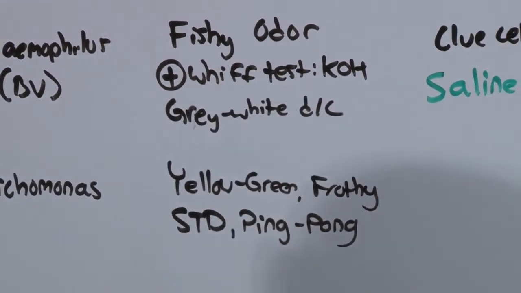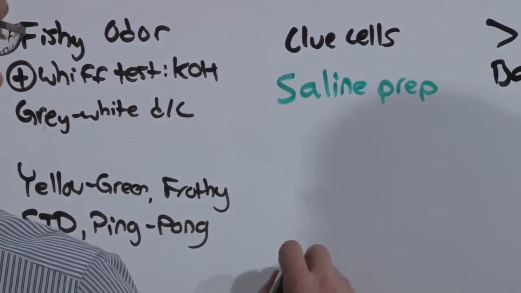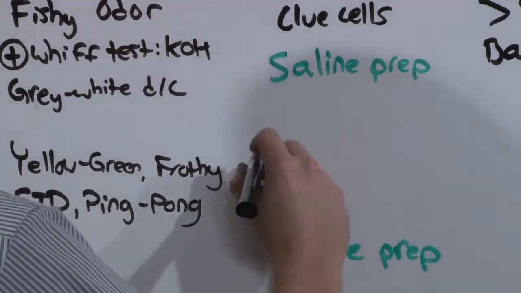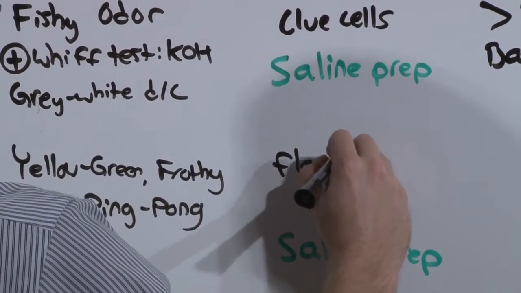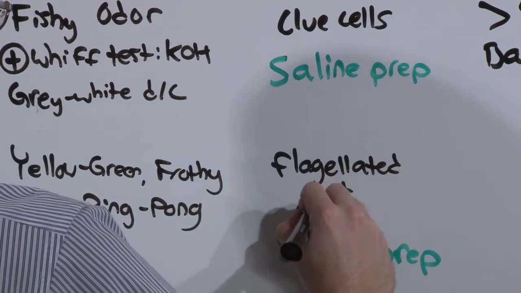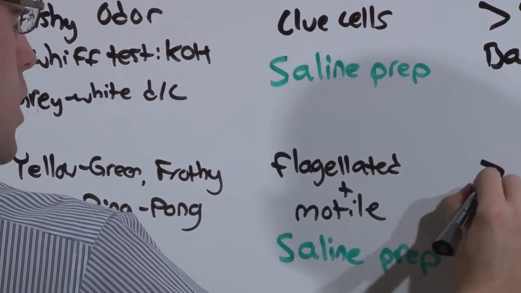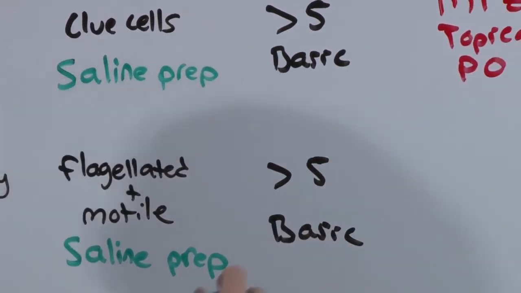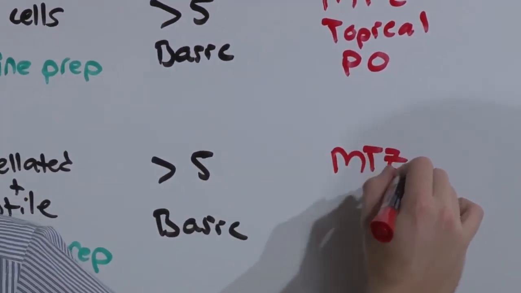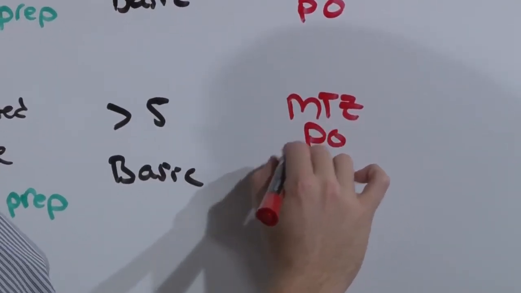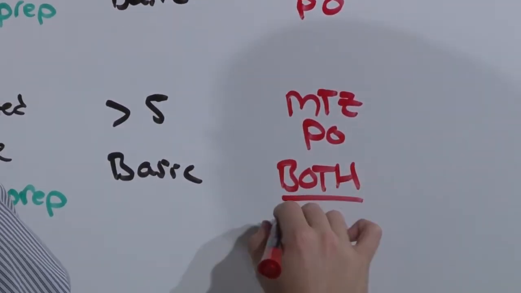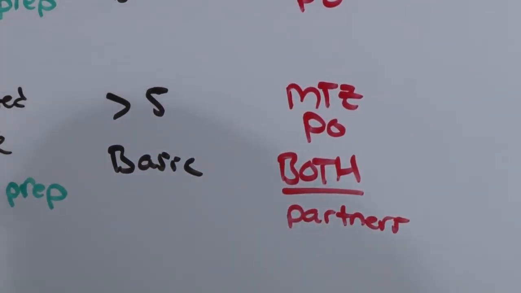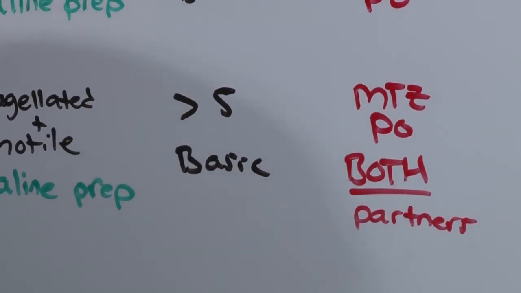Again, you're going to use the saline prep. What you're going to see is flagellated organisms that are motile. They're zipping all over the slide. This is also basic and is also treated with metronidazole. But unlike the others, you're going to use PO and you're going to treat both partners at the same time, even if one is asymptomatic. If partners are sleeping together and one of them has trichomonas, the other one has trichomonas too.